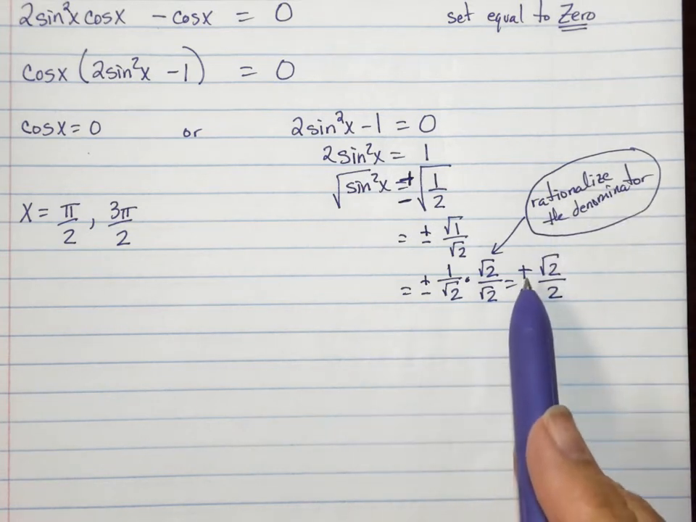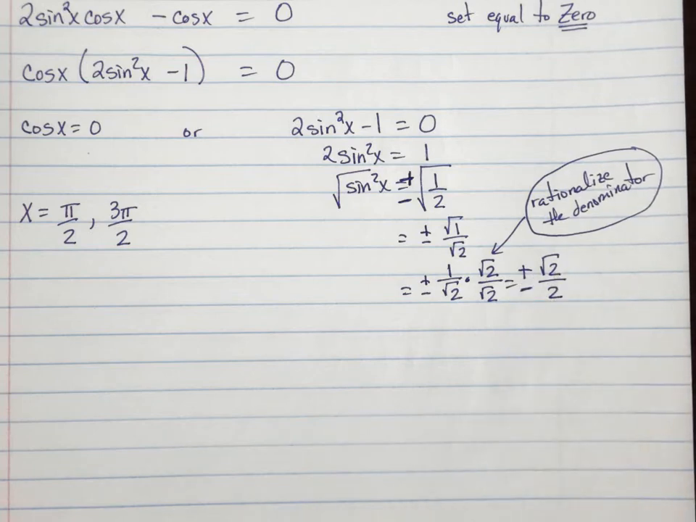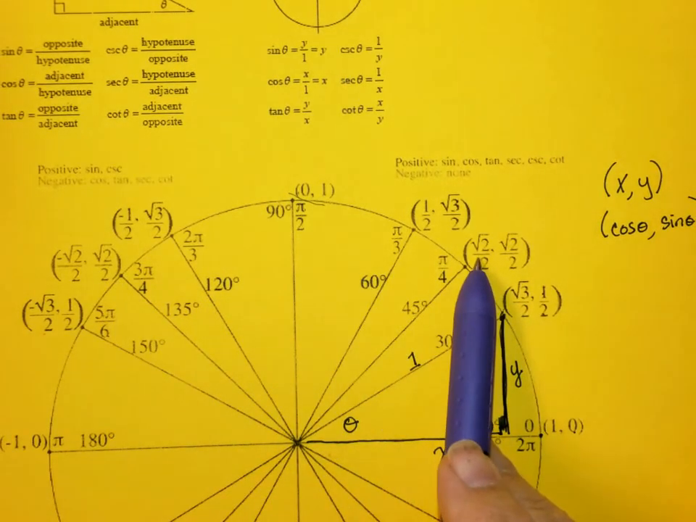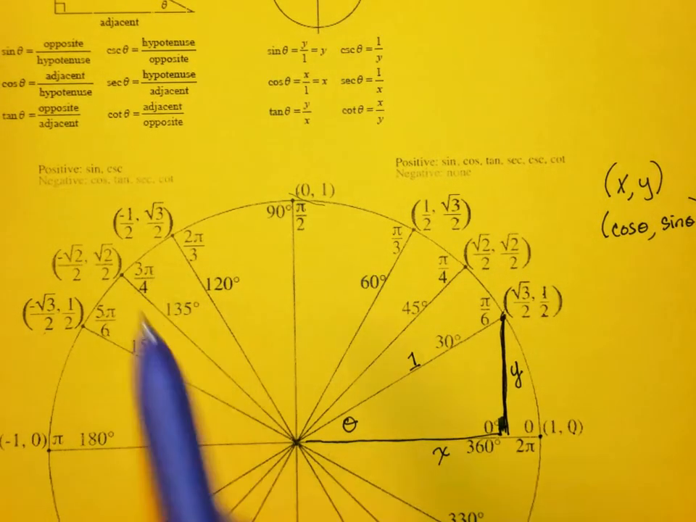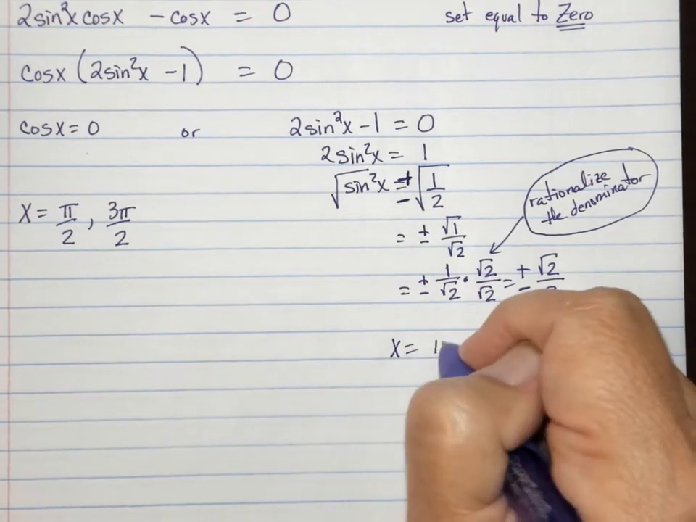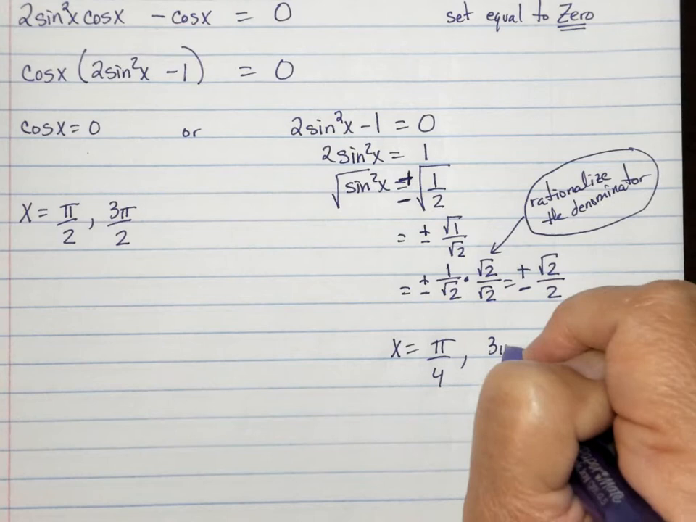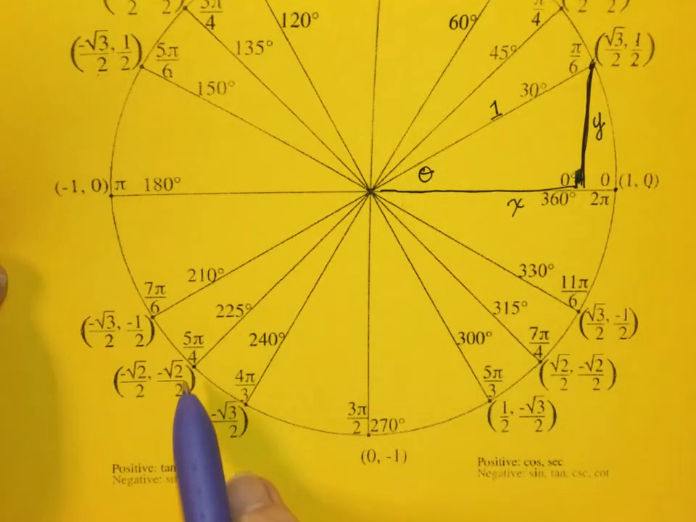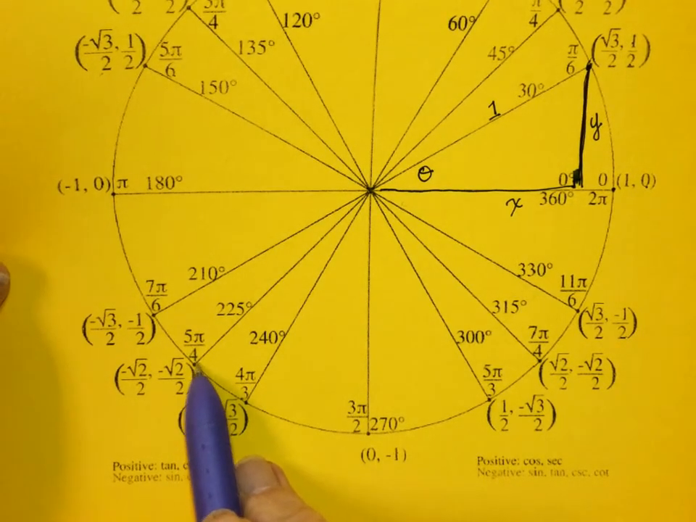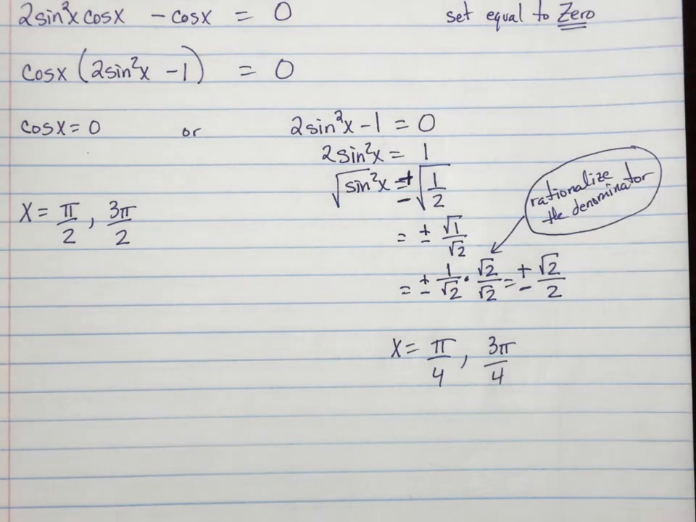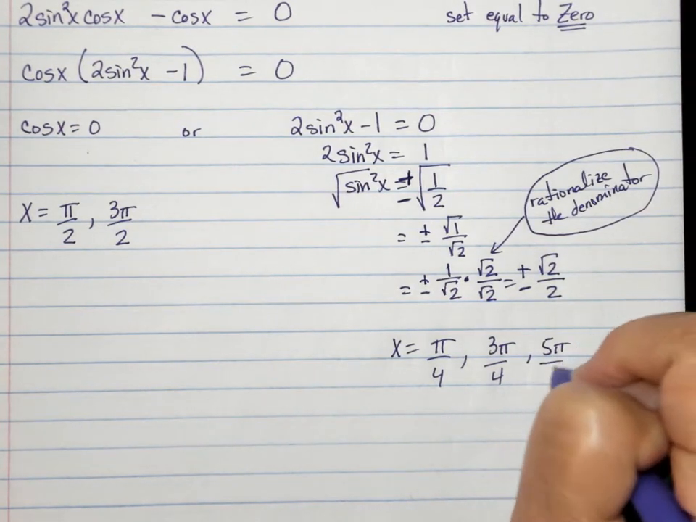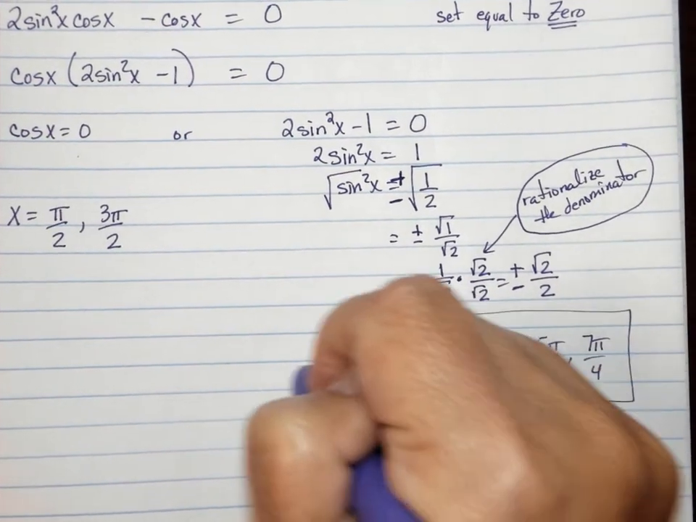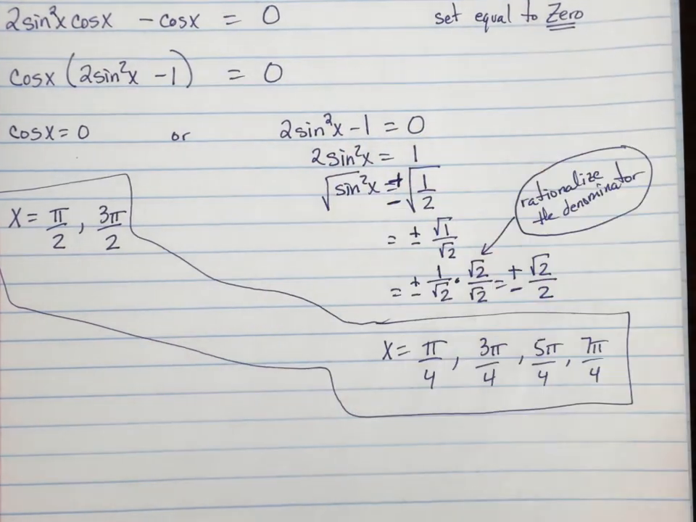So where is it that the sine is positive square root of 2 over 2? All right, so remember, sine is positive in your first and second quadrants. So that's pi over 4 and 3 pi over 4. And then when is sine negative square root of 2 over 2? Well, that's down in your third and fourth quadrants, 5 pi over 4 and 7 pi over 4. So these are all your solutions.